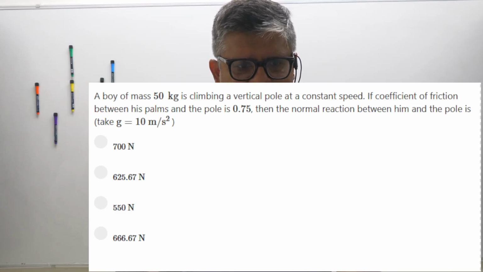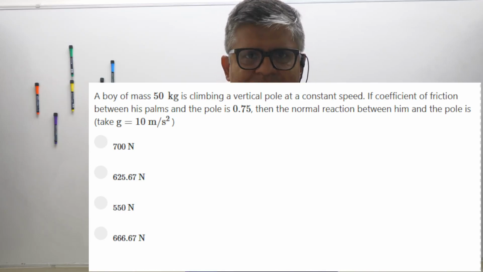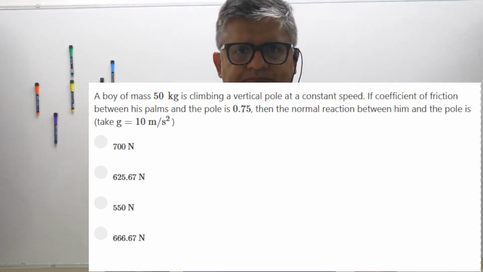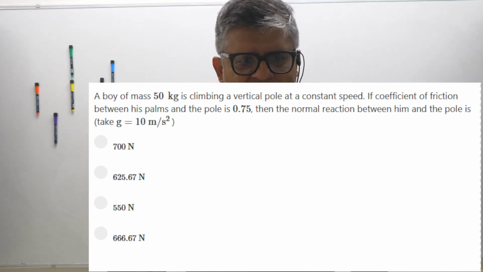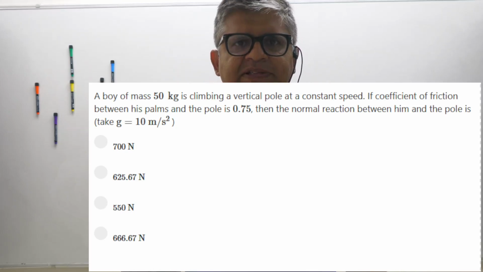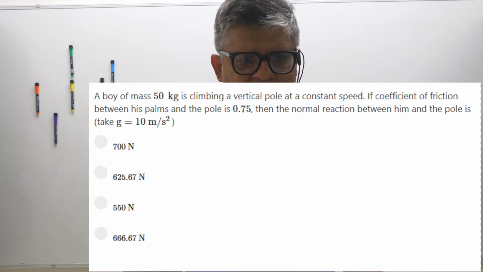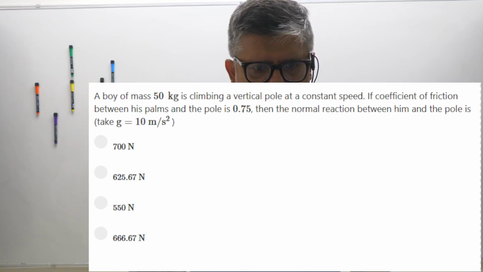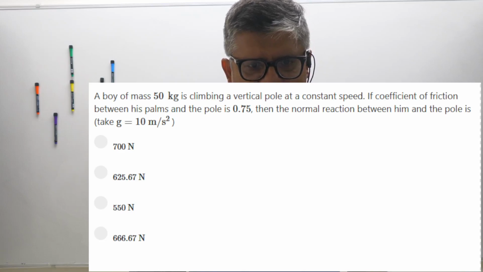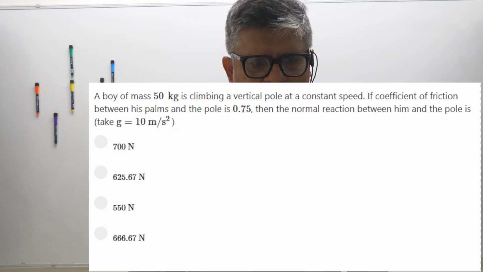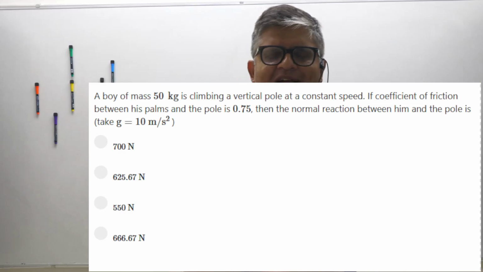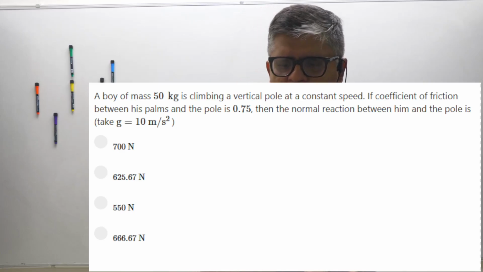If the coefficient of friction between the palms, the hands, and the pole is given, there is a coefficient of friction between them, which means the boy who is climbing is experiencing some frictional force. Then the normal reaction between him and the pole is how much? You have to find the normal reaction between the pole and the boy.